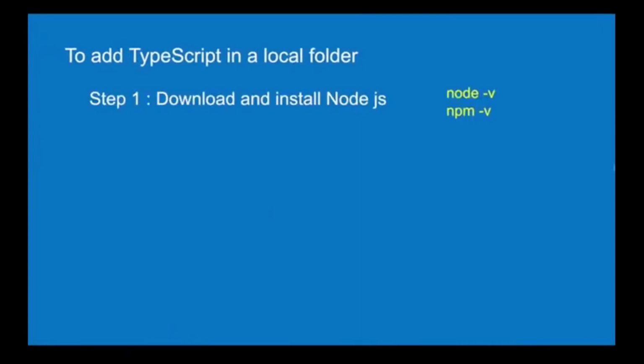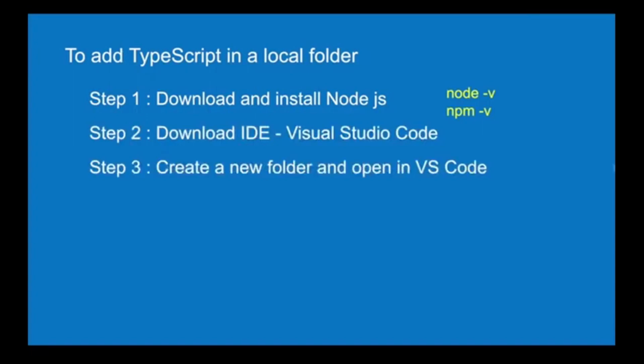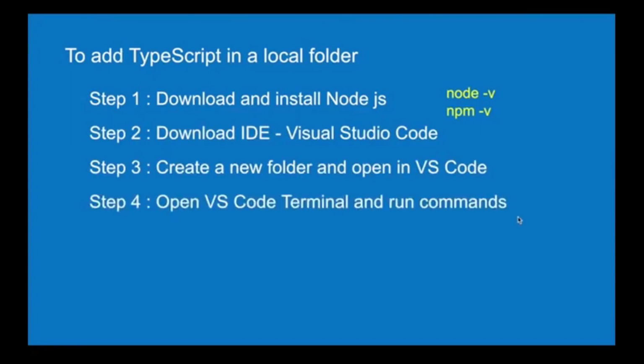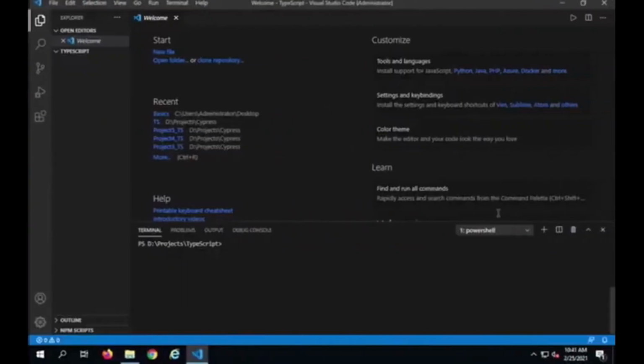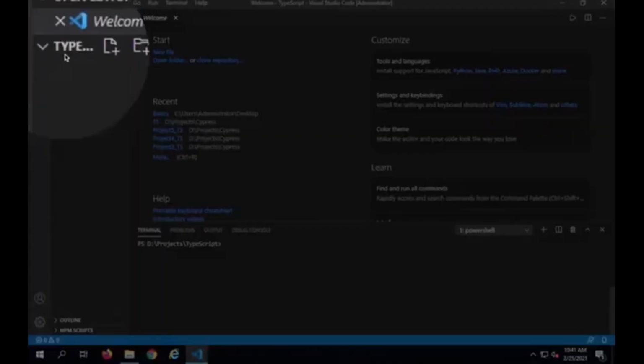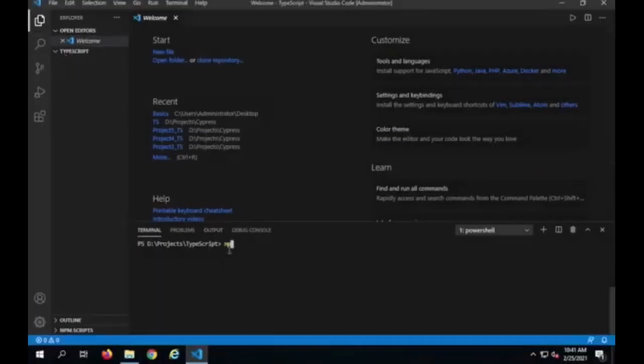The first step is obviously we have to get Node.js, which I already have, and now I have to download an IDE, that is Visual Studio Code. Again, I have this. Then I have to create a new folder and open in VS Code. I have to now run the command npm init -y, and I will tell you what it is. So you can see as of now my folder is empty. There is no file or any subfolders here. I will now here say npm init -y.